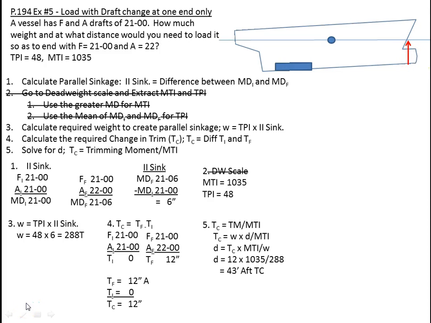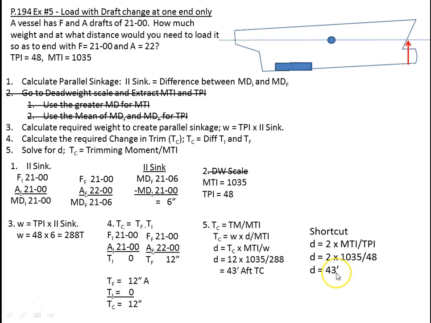Well, now that we've solved that problem the long way, there actually is a shortcut that we can use. So here's how the shortcut works. There's a formula for it. The distance that you'll load, to keep the draft the same at one end, will be 2 times the MTI divided by the TPI. So that's 2 times 1035 divided by 48. We were given 1035 and 48. And the distance is 43. You can see that.